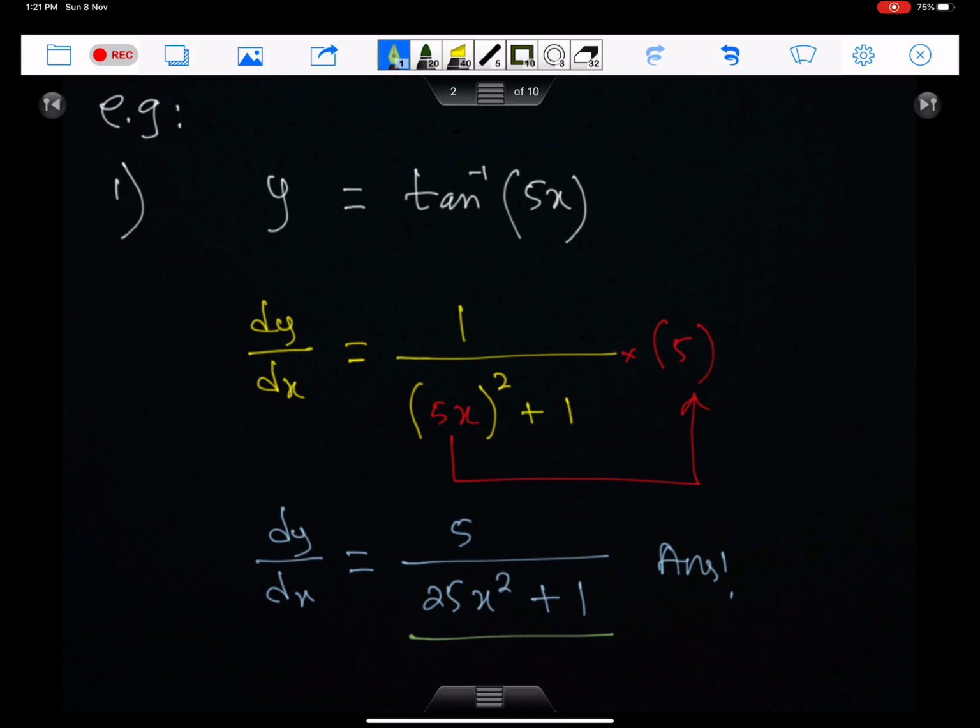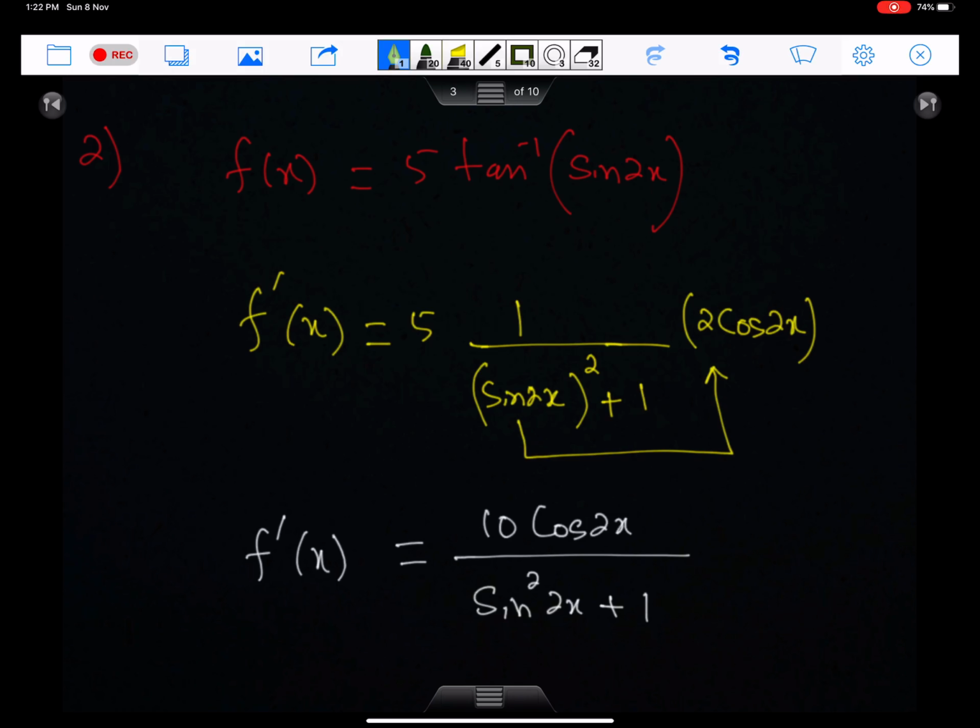Example number 1. y is equal to tan inverse x. The differential of tan inverse is 1 upon the angle squared plus 1, and the differential of 5x must be here. This is the way to differentiate the tan inverse function. Well, this is the simplified form.